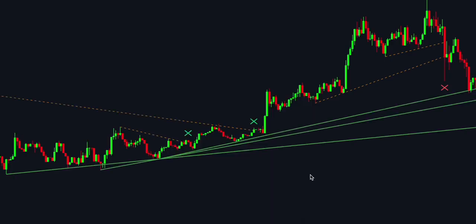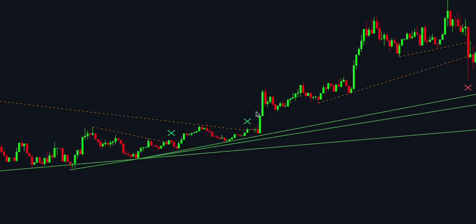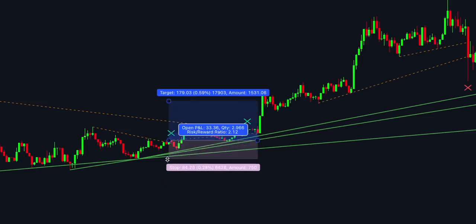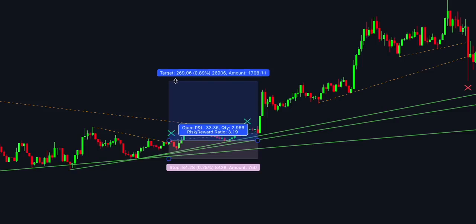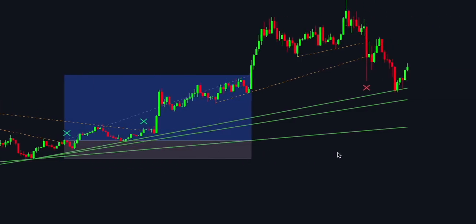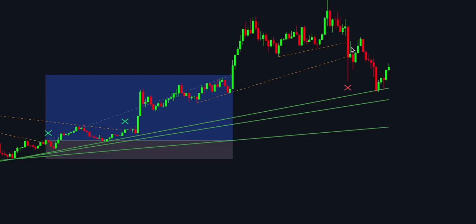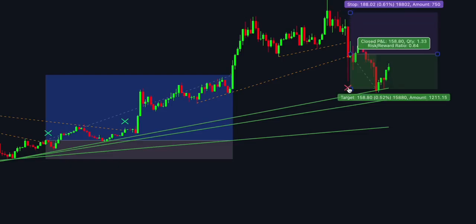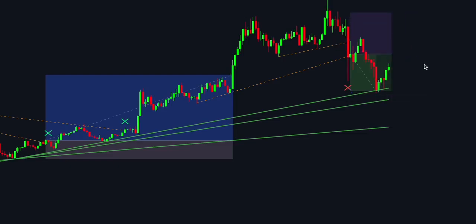There are various strategies you can try with this tool. For instance, you can buy when an upward trend line is breached. A trend line breakout to the upside indicates strong bullish momentum. Just take a look at these latest buy signals. The timing was definitely good. Conversely, you can sell when a downward trend line is broken, just like it happened right here. By the way, we're currently looking at Bitcoin on a 5-minute chart.